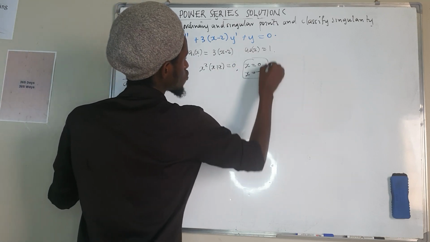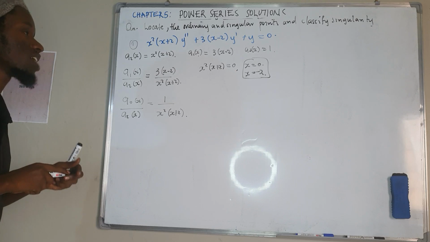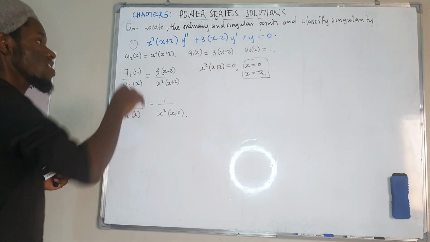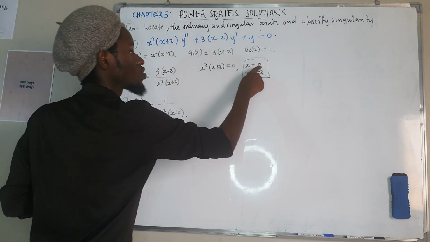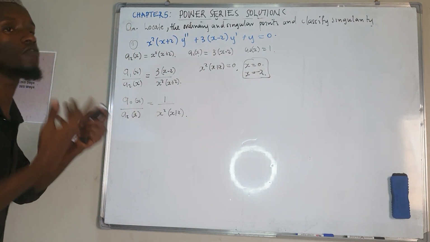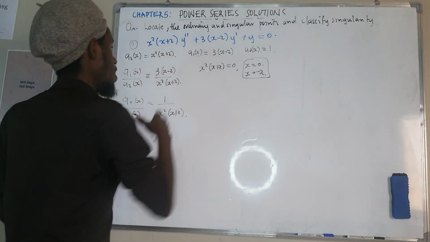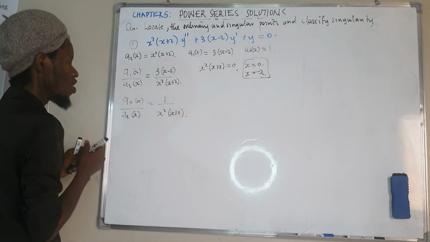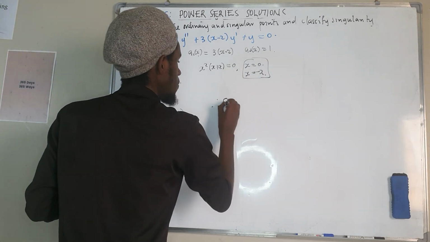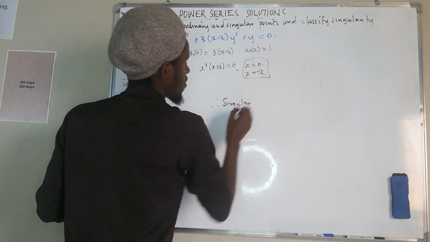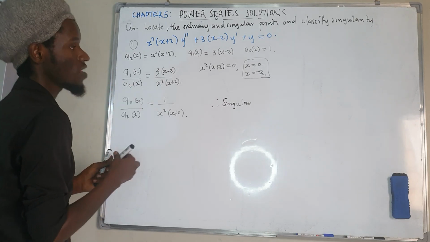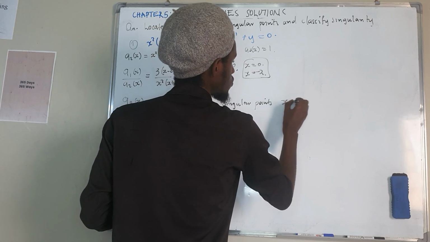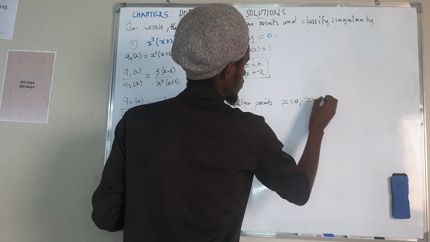Therefore, these two values, x equals to 0 and x equals to negative 2, make this function undefined. All other values of x excluding 0 and negative 2, that function is going to be defined. Therefore, our singular points for this function are going to be 0 and negative 2. Likewise, for this second case, it is the same thing. Therefore, we conclude that our singular points are the values of x that make the function undefined. Then our singular points are x equals to 0 and x equals to negative 2.